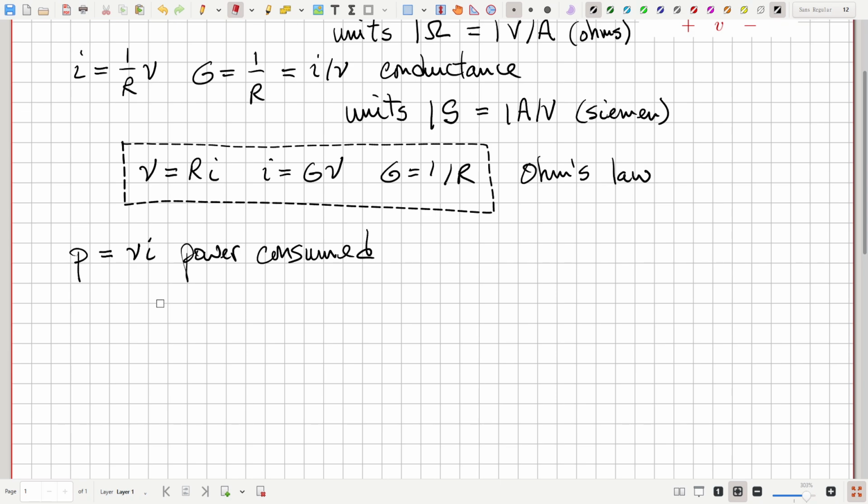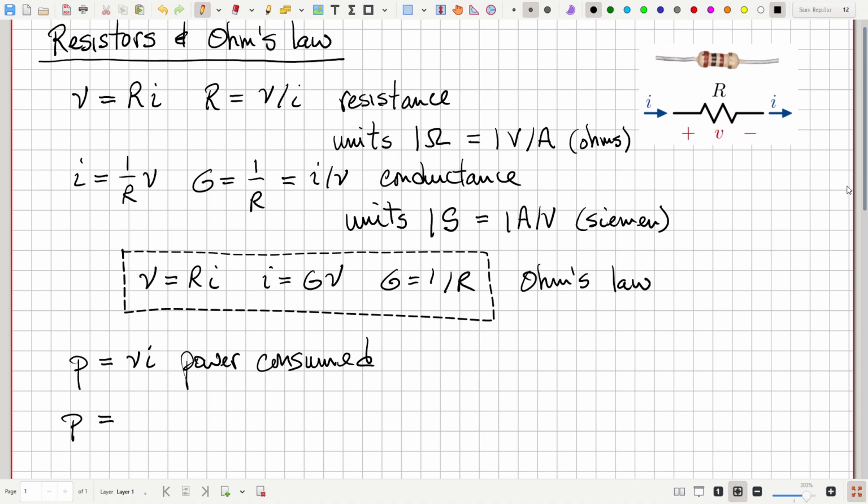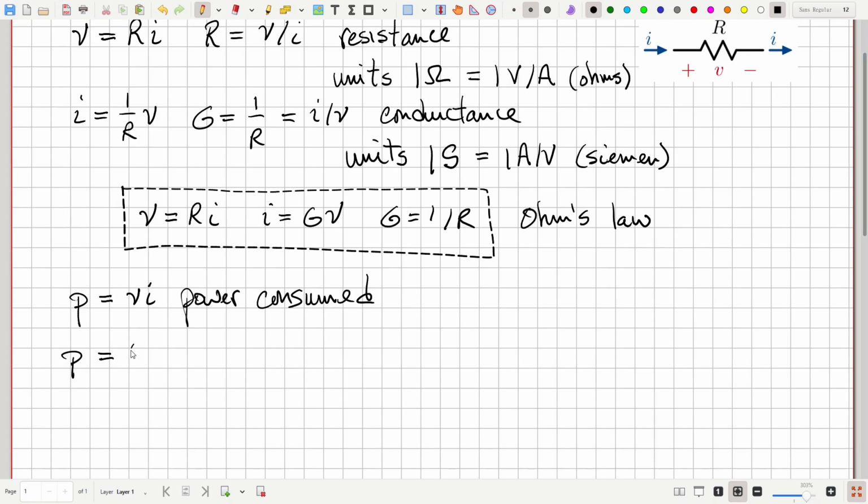Let's see what we get for the resistor. V times I, and now let's substitute, because we know the relation between V and I, so we can substitute for V as Ri. So this would be R times I, or Ri squared. Okay, so the power consumed by a resistor is Ri squared. That's never negative. So a resistor can only consume power, never produce it.